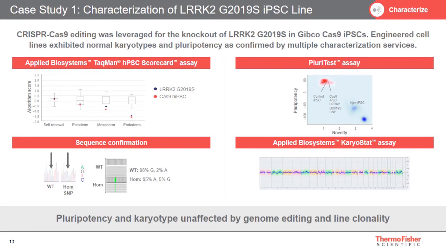In addition, the LRRK2 G2019S mutant displayed a normal karyotype as judged by the KaryoStat assay. And this is seen on the bottom right of your slide. And just for a little help in interpreting this KaryoStat figure, you can see that the x-axis represents the chromosome number, while the y-axis represents copy number. And here you can see that the mutant line that we created displays a copy number of 2 for all chromosomes, with the exception of the Y chromosome. And this was expected because the parental line that we used was derived from a female donor.